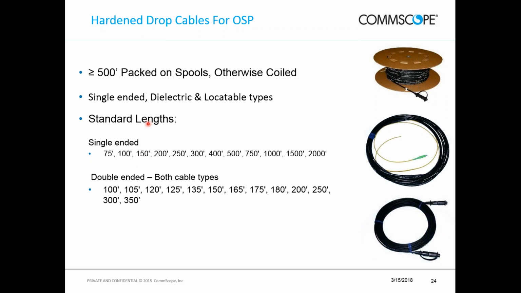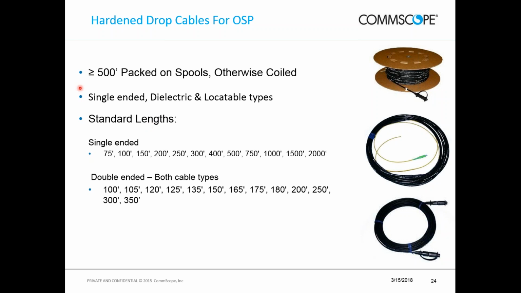Next picture here is the types of drop cables and their lengths. A couple of the different options that our company offers is spooling them up. If they're greater than, I believe, 300 foot, they're put on cardboard spools, which makes it easier to pay out and install. If they're less than 300 foot, they're just tie wrapped together. They're both offered, as I mentioned before, with single-ended, dielectric and locatable types of cable.